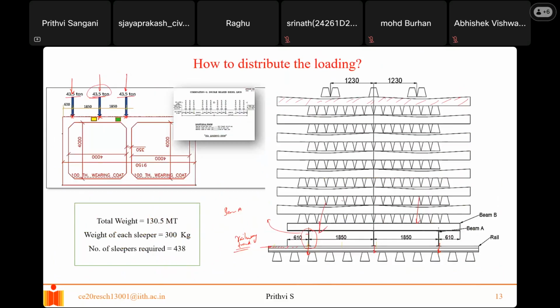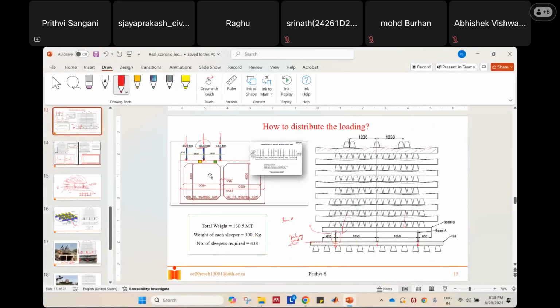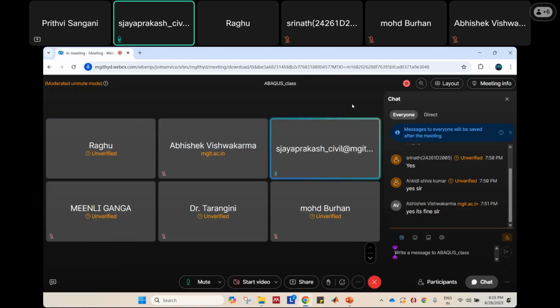Any questions, students? Generally, the people who are doing design of these box culverts don't get exposure to witness the plate load test experiment. Very few people will get the experience.